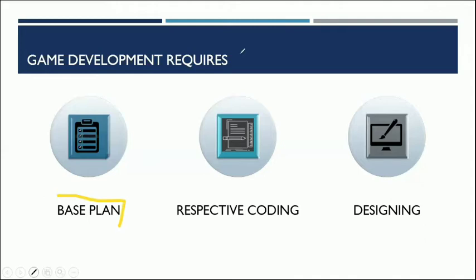And then we come to respective coding. What do we mean by respective coding? It means to basically implement the base plan. Whatever the base structure is going to be, you're going to code it and make it executed. So that's what respective coding means.